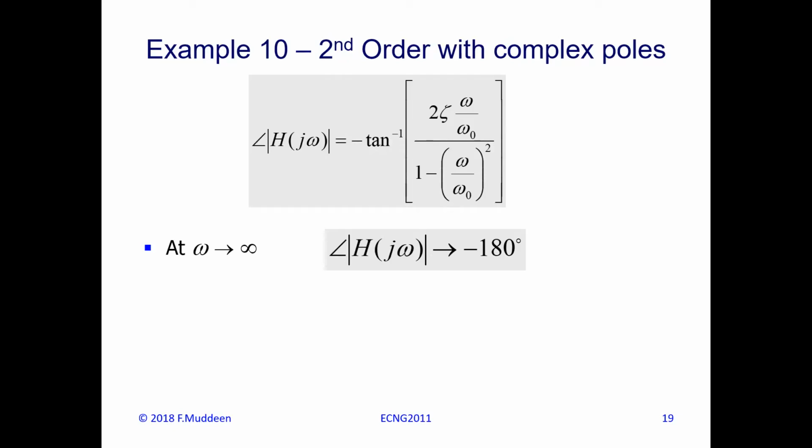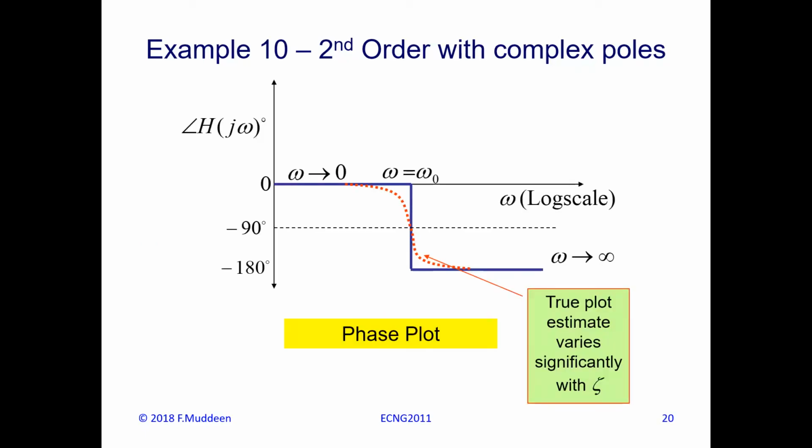So what our phase plot ends up looking like is that we consider the pole here to be at omega naught. For everything before omega naught, we basically say we're at a constant phase of 0 degrees. At omega naught, we have a transition from 0 to minus 180 degrees. The real plot is given by this red line here, but for a straight line approximation, we use a vertical line to represent this transition. And for everything more than omega naught, we basically have a constant phase of minus 180 degrees.